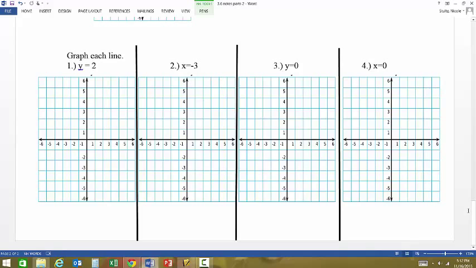So go ahead and take a couple moments and you want to graph each of the lines. You can choose if you know which one's horizontal, which is vertical, or whatnot. Go ahead and try it. If not, I would try the coordinate method.